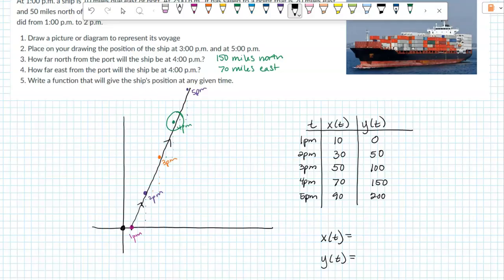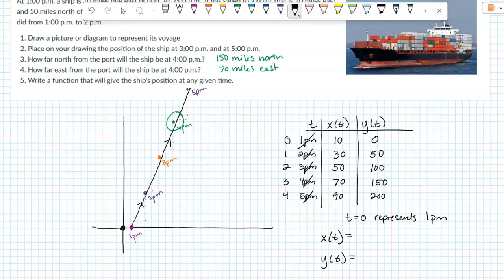So one of the things that you might want to do is take those t values, the times, 1 p.m., 2 p.m., 3 p.m., and so on. What can be helpful is to establish what time represents. So in this case, I'm going to say time equals 0 represents 1 p.m. Okay, so if that's the case, then this would be 0, this would be 1, 2, 3, and 4. You could have had t equals 0 represent noon, but that would change the way our equations look.